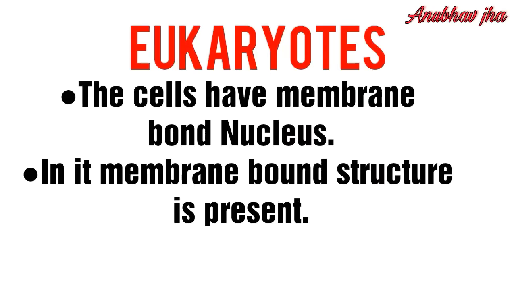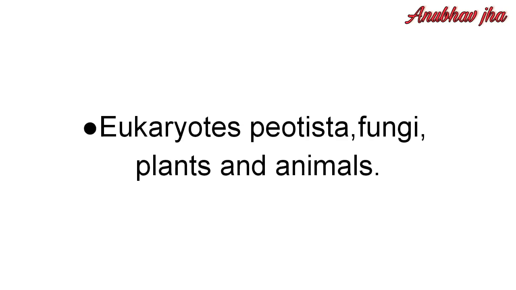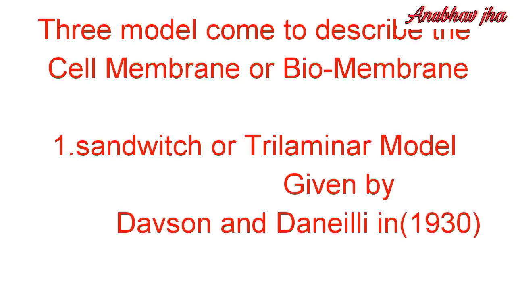Eukaryotes: the cells have a membrane-bound nucleus. Membrane-bound structures are present in it. Cell division takes place by mitosis or meiosis. More than one chromosome is present. Eukaryotes include protista, fungi, plants, and animals. Three models describe the cell membrane or biomembrane.